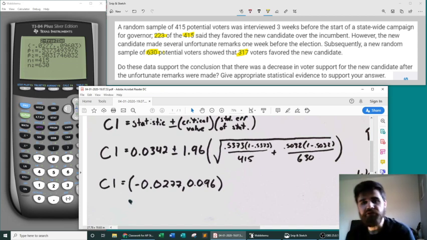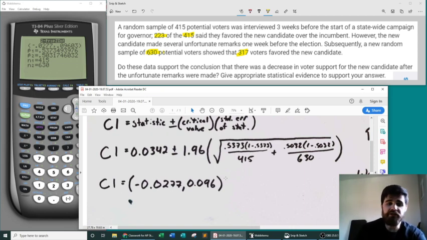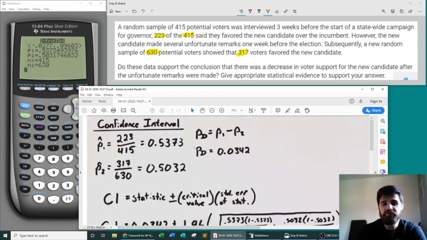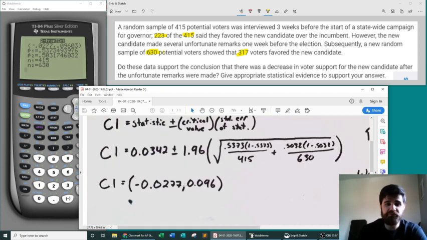So it's possible that voters actually favor the candidate 2.7% more than they used to. It's plausible that voters actually have lost favor quite a bit, up to nearly 10%. So remember, these are all the plausible values of our parameter of interest, the difference in proportions. So let's write our conclusions based on that.